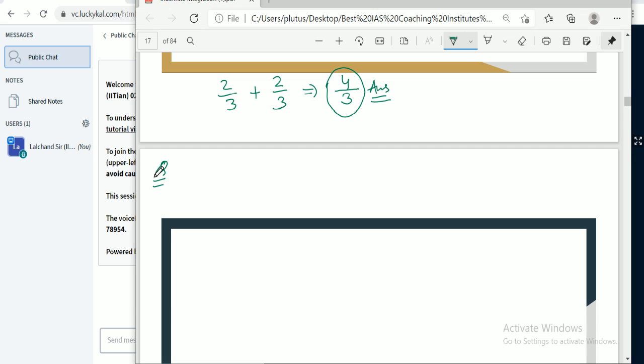So the question is integral from 0 to 2 pi of the greatest integer of sin x into dx. We need to calculate this integral, where this is the greatest integer function. So can you tell me how to solve this now? Is everyone aware of this greatest integer function? How does this function behave?